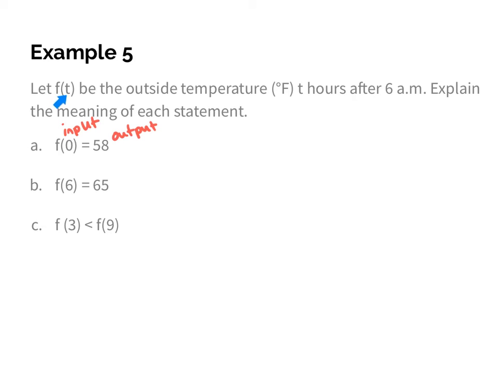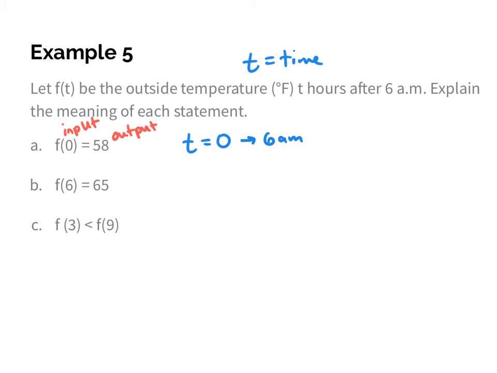Now this one's a little bit tough because we have temperature and hours. So in this case, t is going to represent time because we're looking at the temperature after a certain number of hours. Okay, so that temperature is going to depend on the time. So when I see f of 0, what that means is t equals 0. My input is 0. Now what the heck does t equals 0 mean? T equals 0 means 6 a.m.